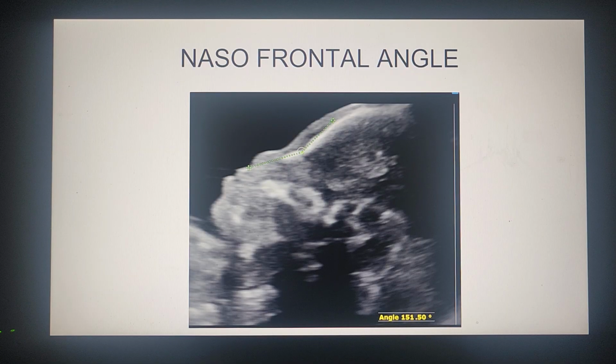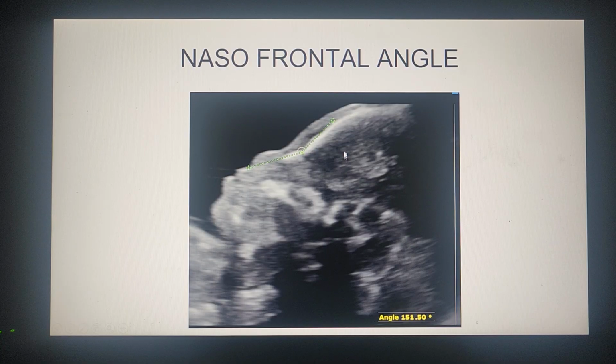Now look at this mid-sagittal facial picture. You can see that the face is flat. You can see the skin of the forehead and the tip of the nose are almost in the same line. So this is a flat face. There's no need to do anything else, but we need to prove that it's a flat face. So draw the frontonasal angle again, and you can see the angle here is 151 degrees.